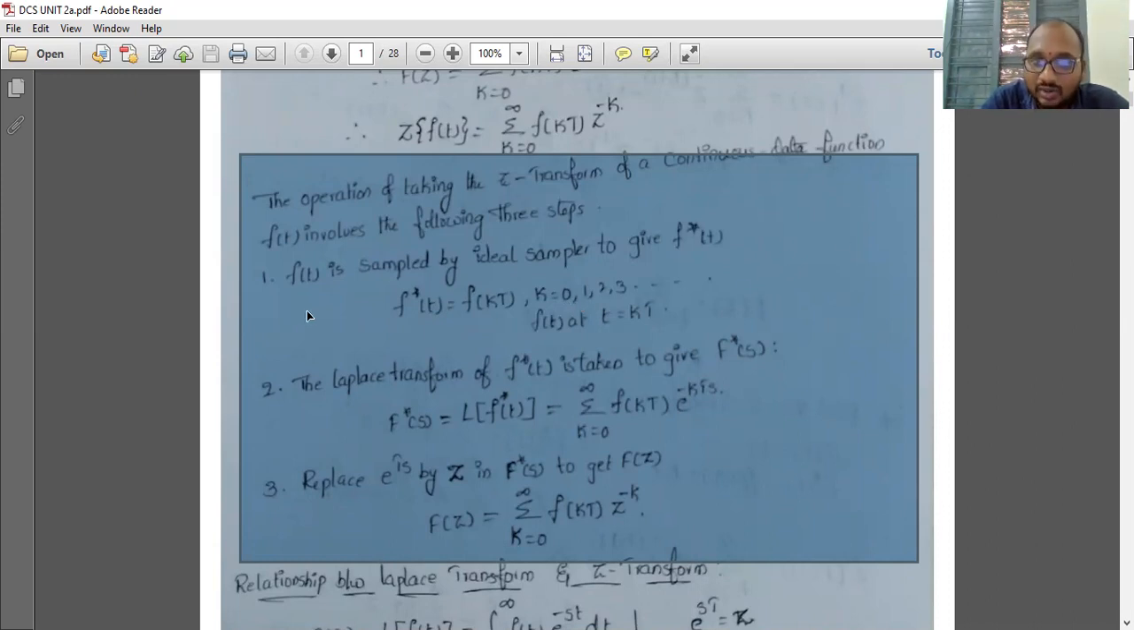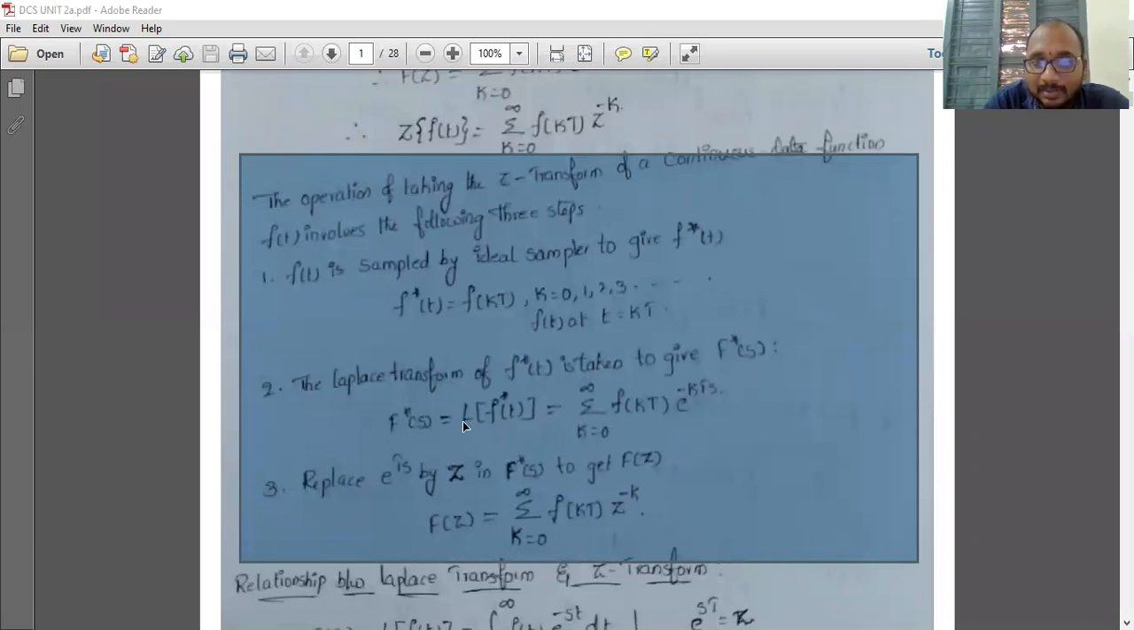First you have to convert the continuous time varying signal f of t to f of kt by substituting t is equal to kt in f of t. Then apply the Laplace transform to f star of t. The second step is the Laplace transform of f star of t is taken to give f star of s. So f star of s is equal to the Laplace transform of f star of t. Do not apply the Laplace transform to the basic signal f of t; you have to apply the Laplace transform to either f of kt or f star of t.